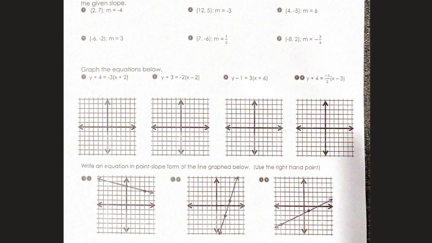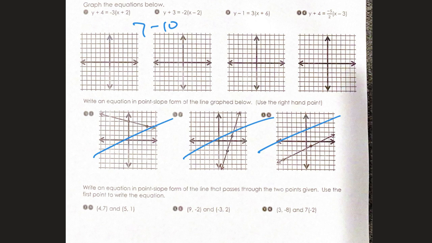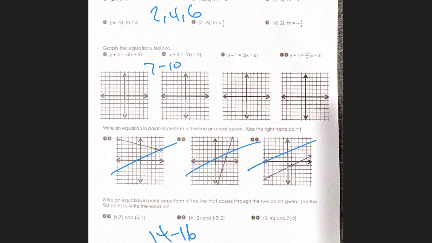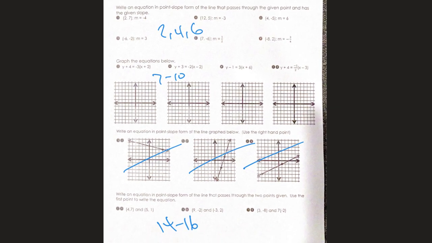Okay, so let's do this. Let's go 2, 4, 6. I think you should just leave that 2 for it. 7 to 10. Don't worry about those 3 right there. And what is that? 14 to 16? Yep. Hey, can you go back 1 page? Yep, give me 1 second.